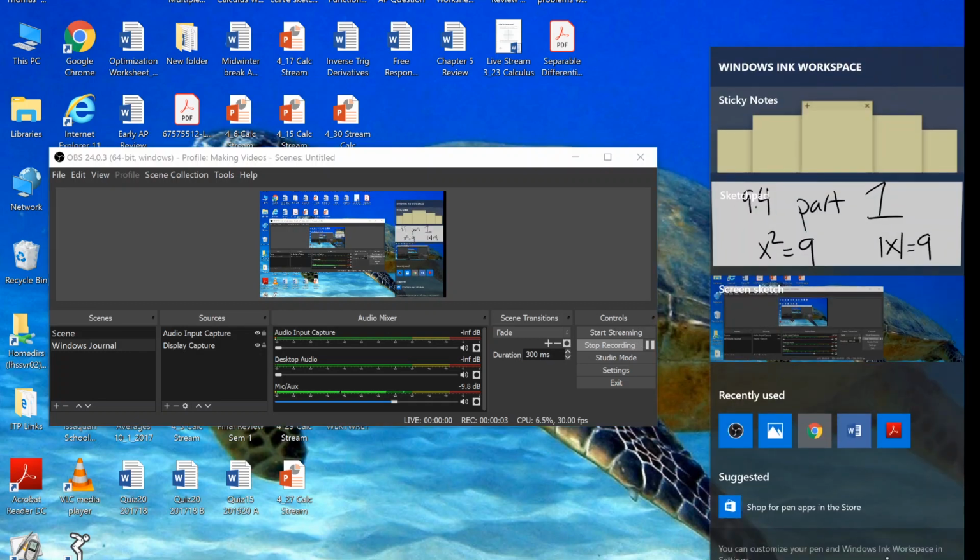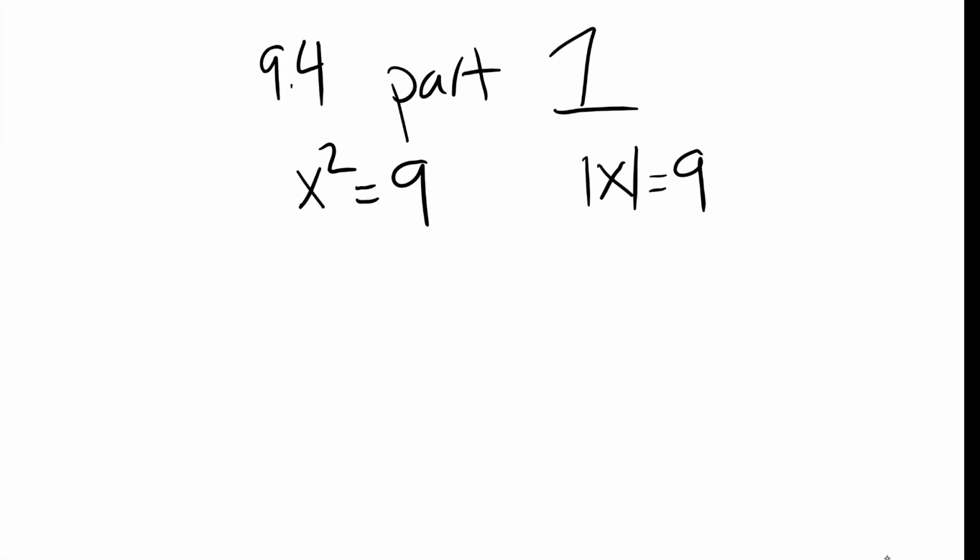Alright, this is the 9.4 part 1 video. In this, we're going to be solving quadratic equations, so equations with x squareds. The reason I have this absolute value written over here is because it turns out these are very similar. So I'm just going to do a quick review of absolute value functions before I jump into how to solve quadratics. When we're trying to solve absolute value functions, if you remember, we split to two equations.